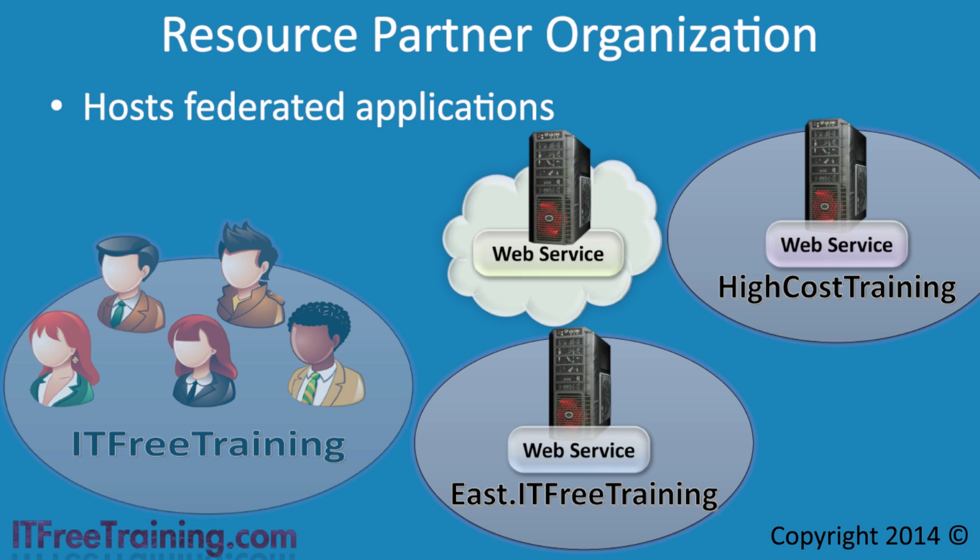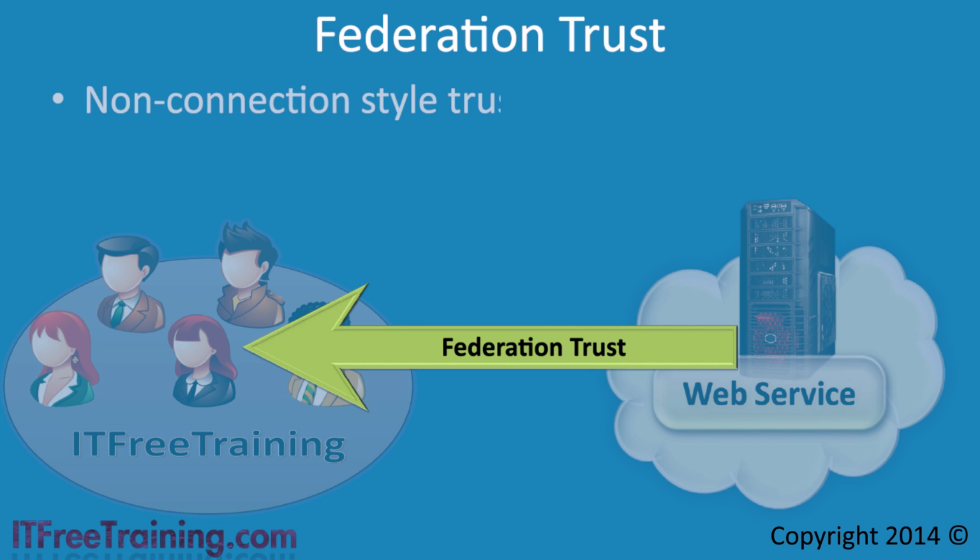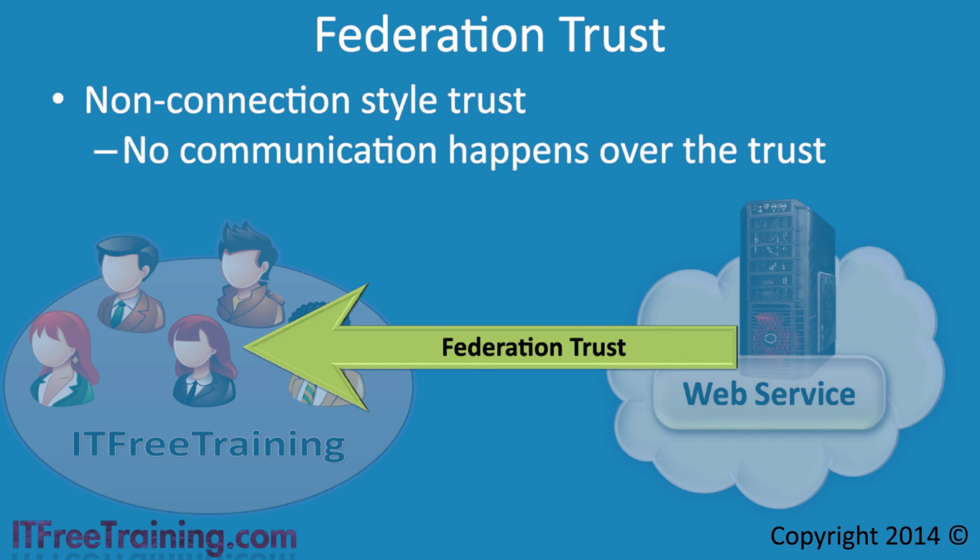The next point to consider is how the Account Partner Organization and Resource Partner Organization are connected. In order to connect both, a Federation Trust is created. If you are familiar with an Active Directory trust, you will know that a connection-based trust means data is required to travel over it. Otherwise, the trust is not usable. A Federation Trust is different in that it is a non-connection style trust. This means no communication happens over the trust, unlike an Active Directory trust.